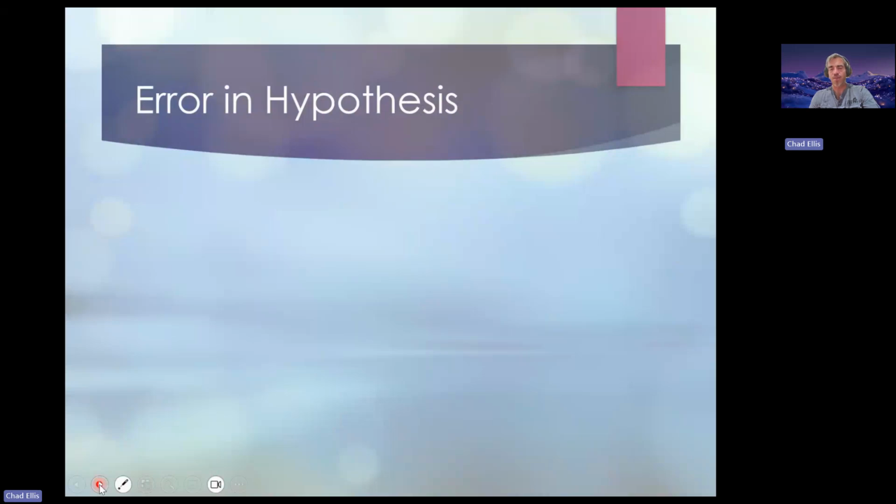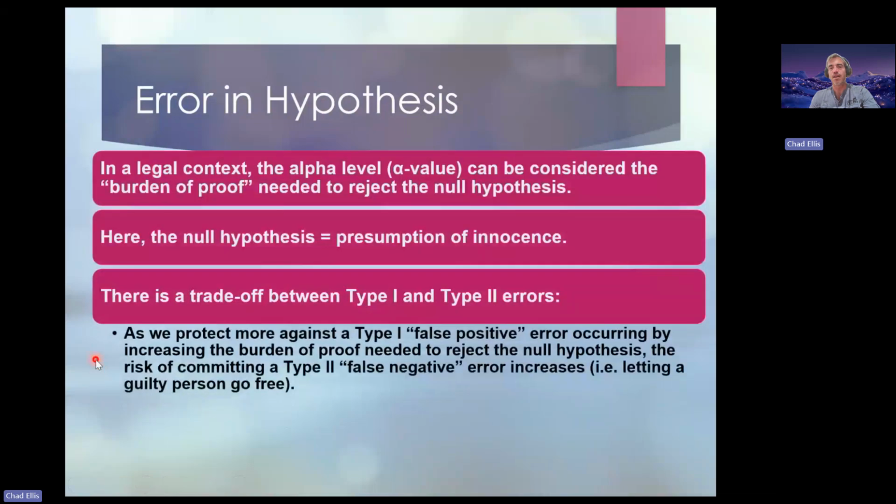So again, we can think about the error hypothesis in terms of stat tests, kind of like with the trade-off between type 1 and type 2 errors. As we start to decrease the probability of committing a type 1 or false positive error, we actually increase the probability of committing a type 2 or false negative error. So there's always a trade-off. As we protect against committing a false positive, we increase our chances of committing the other type of error, a type 2 or false negative error.